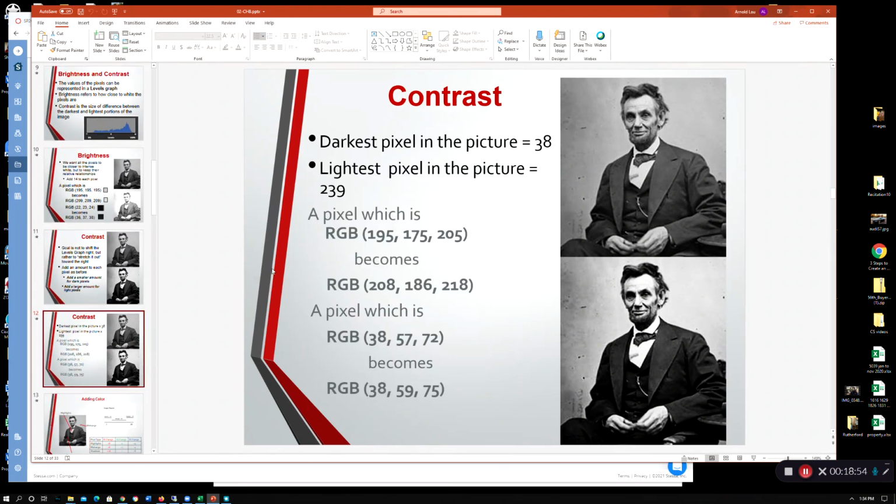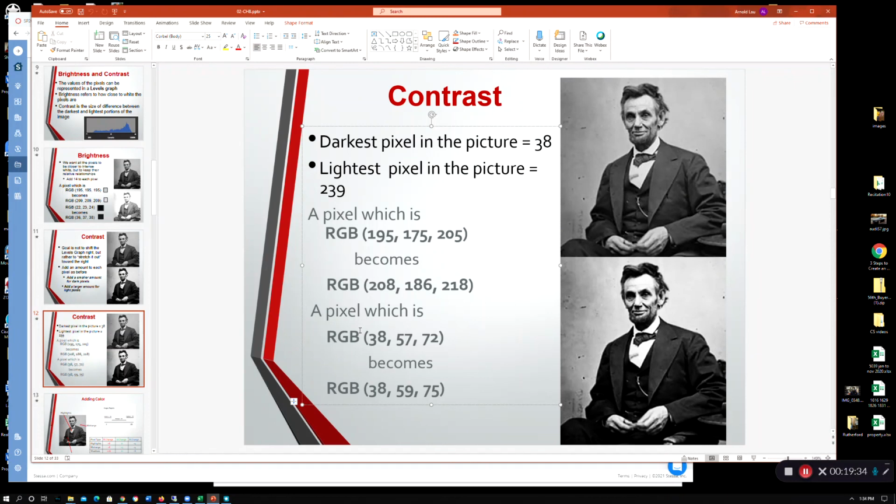So what does that mean? Here we identified the darkest pixel in the picture, which is at 38, and the lightest pixel in the picture is at 239. Here you can see they apply a shift for the high range. And then here you can see a pretty small shift, relatively speaking. And that's what they did to increase the contrast.